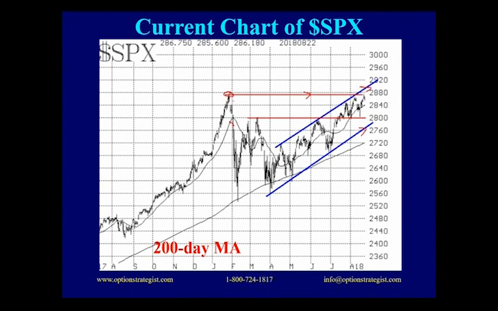Now, within that channel, there is a resistance area here at the old high, which was back in January at 2872, I believe. And then just this week, we hit 2873. And really the two are only about 40 cents apart. So there's resistance there at those old highs.